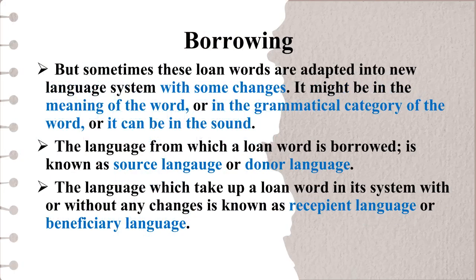But sometimes these loanwords are adapted into a new language system with some changes. It might be in the meaning of the word, or in the grammatical category of the word, or it can be in the sound. The language from which a loanword is borrowed is known as source language or donor language. The language which takes up a loanword in its system, with or without any changes, is known as recipient language or beneficiary language.